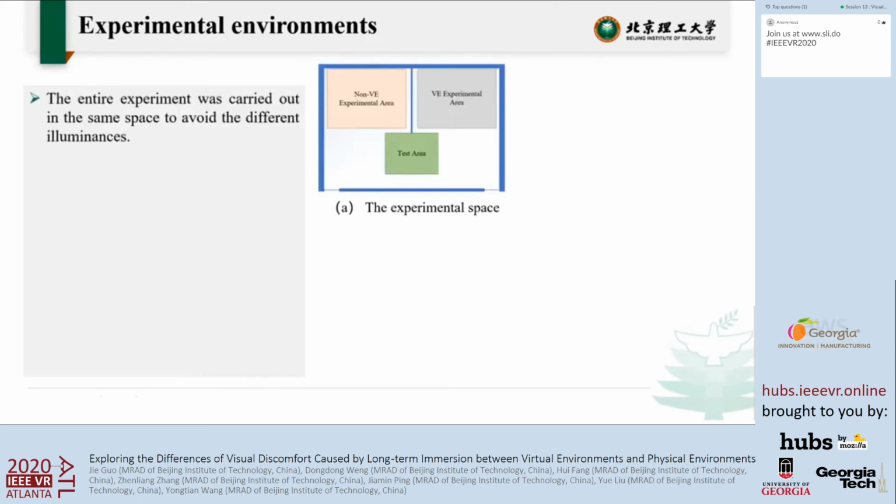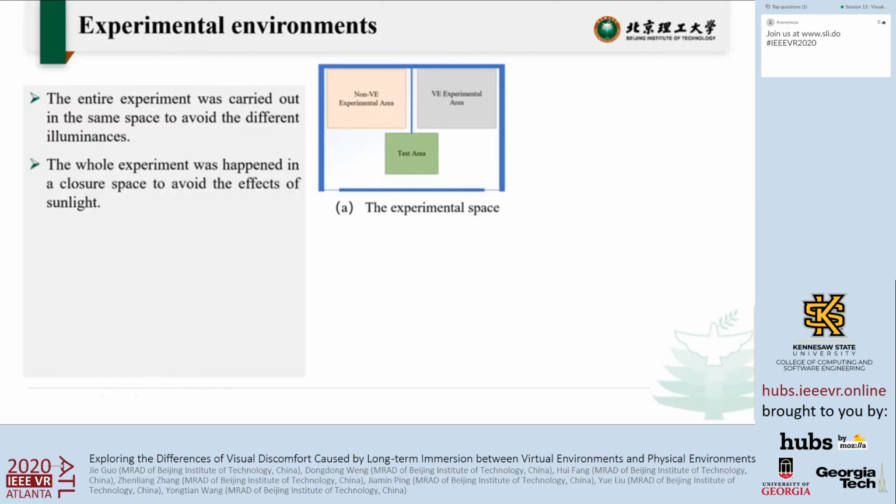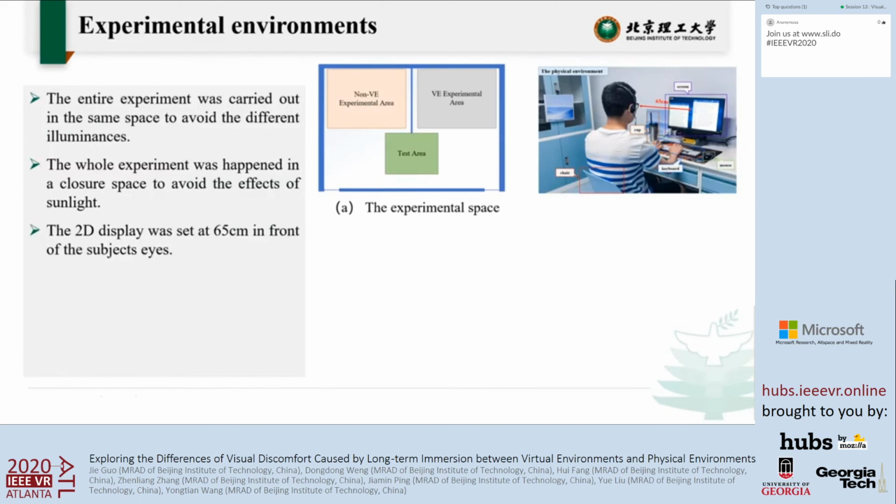The entire experiment was carried out in the same space to avoid different illumination. The experiment space is shown in figure A, and the whole experiment took place in a closed space to avoid the effects of sunlight. Figure B shows the physical environment, where the chair in this experiment is fixed, and the distance between the display and the subject is 16.5 centimeters.